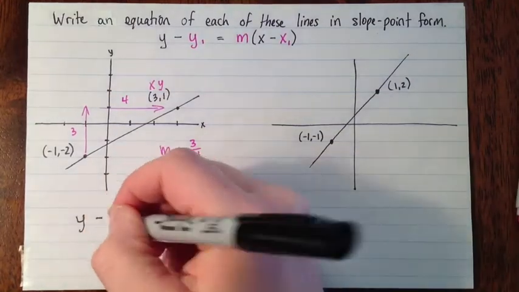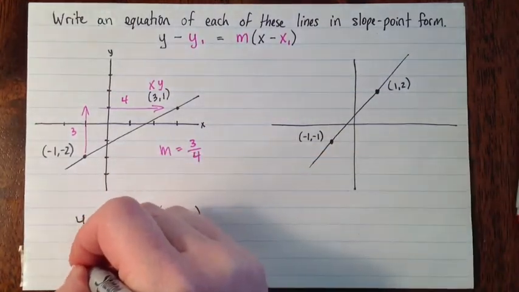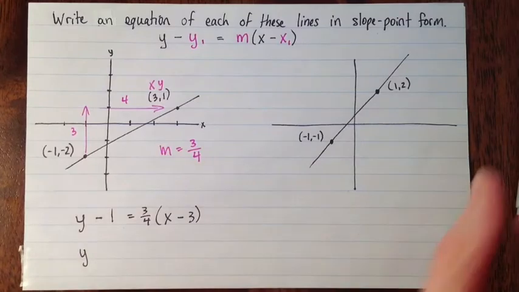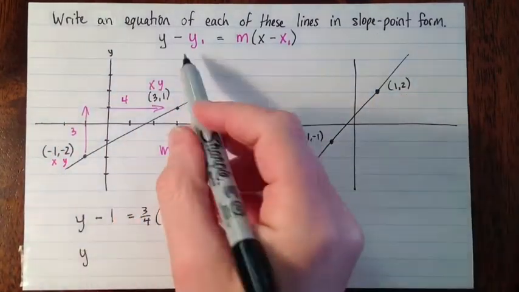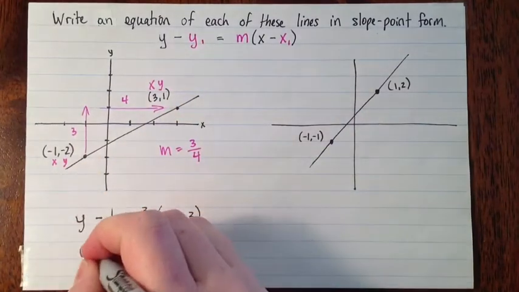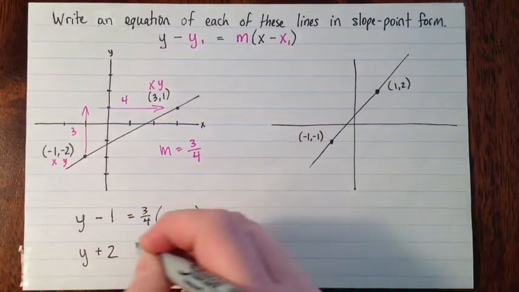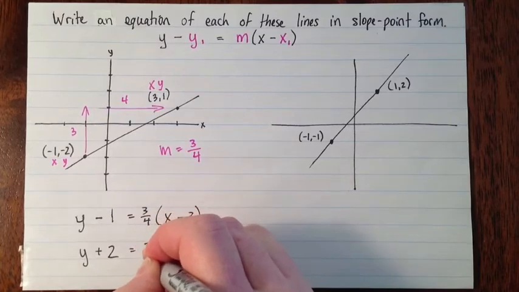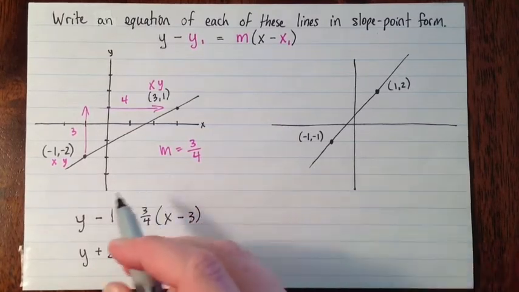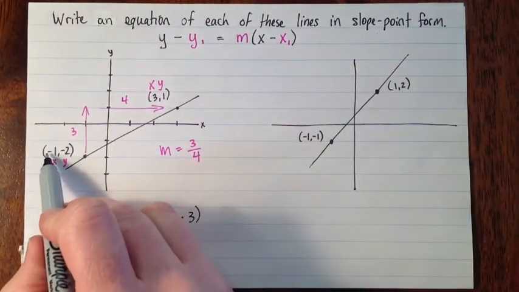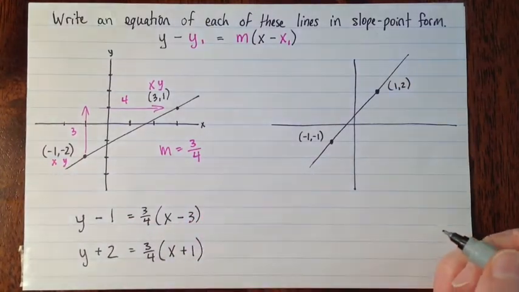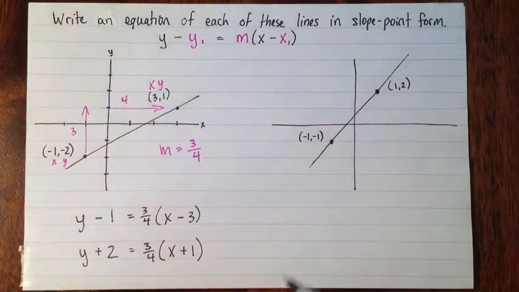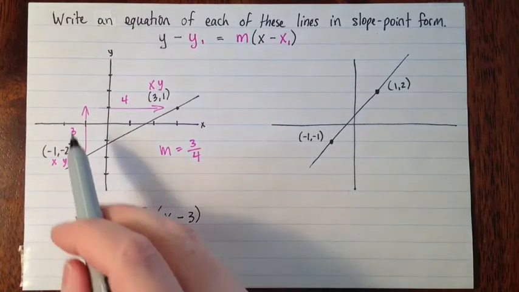So there's one equation. And we could equally well use this point. I'll label that x and y again. So y subtract -2, that's y plus 2. This equals 3/4 times x subtract -1, so that's x plus 1. So these are two different equations of this line in slope-point form, and they're both perfectly correct. And I think they're both pretty easy to get. The hardest thing there was finding the slope.